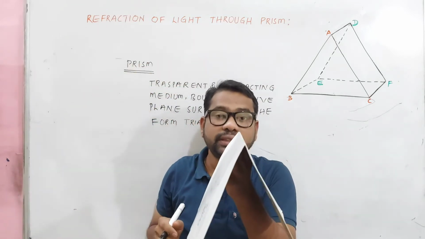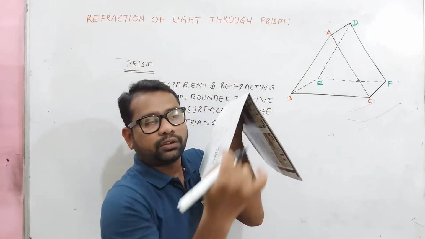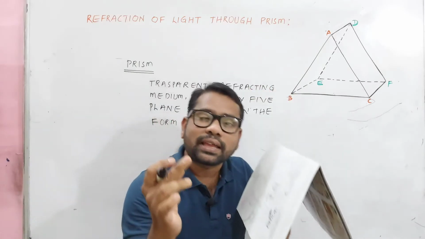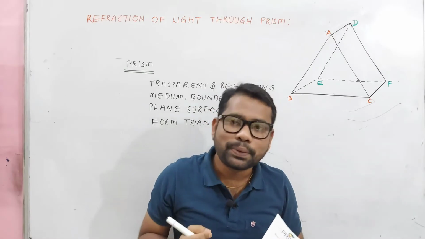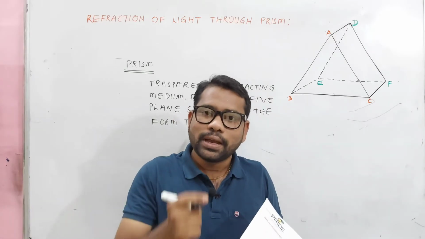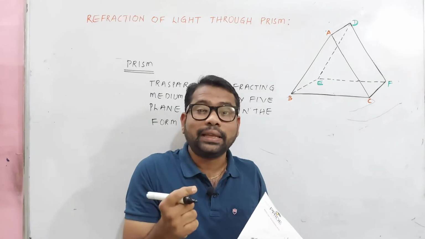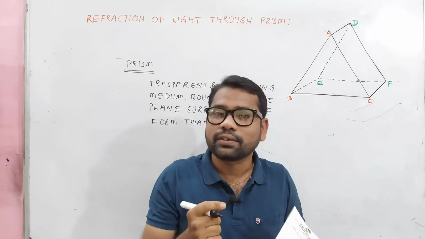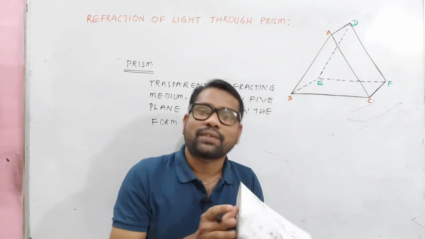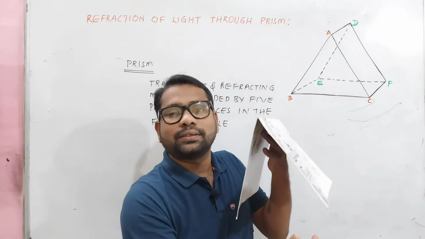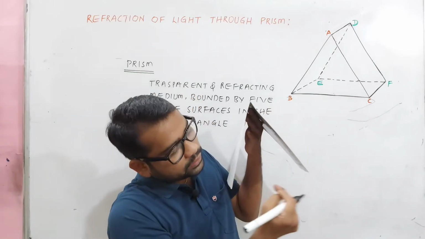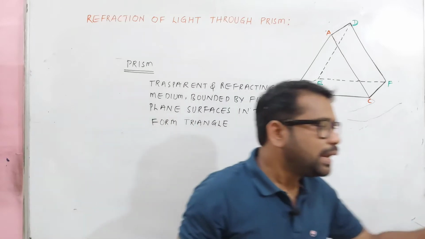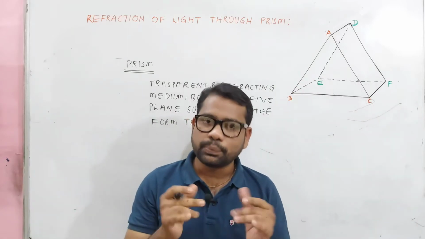So this is how they are arranged, so that from the front view, how is it looking, children? It is looking like a triangle. So what is a prism here? A prism is a transparent, refracting, and you can even add homogeneous medium consisting of 5 plane surfaces inclined so that its front view looks like a triangle. Now let us see some basic terms related to the prism.